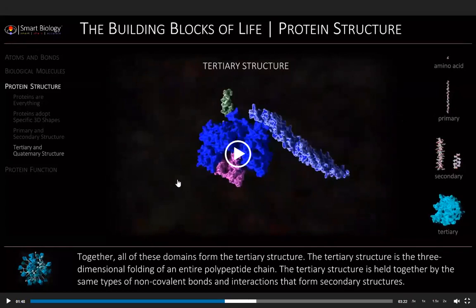It's the three-dimensional folding of the entire polypeptide chain, and the tertiary structure is held together by the same types of non-covalent bonds found in the secondary structures. Secondary structures were primarily formed from hydrogen bonds, right? In the tertiary structure, we can also have hydrophobic interactions. We can have disulfide bridges, which are much stronger, they are covalent bonds, but many proteins don't have cysteine residues in them. In that case, the tertiary structure is primarily formed by non-covalent bonds and interactions.